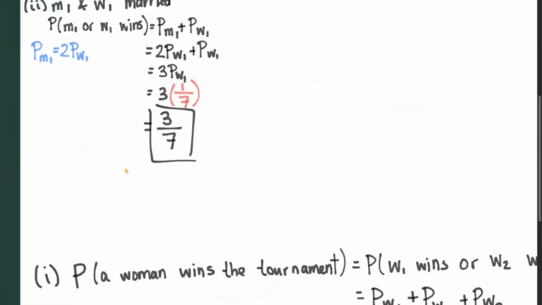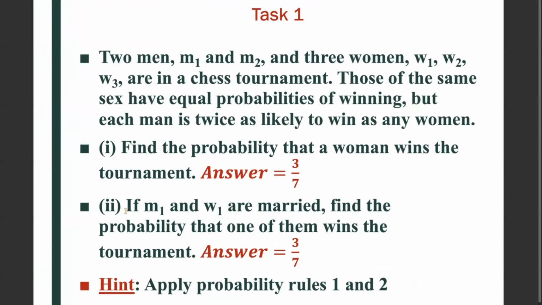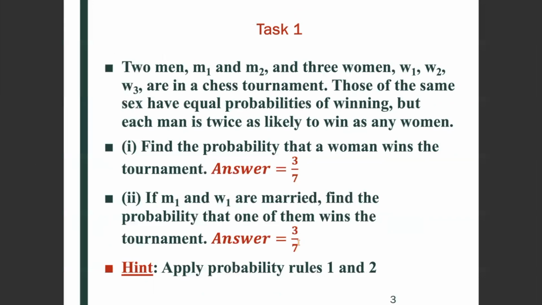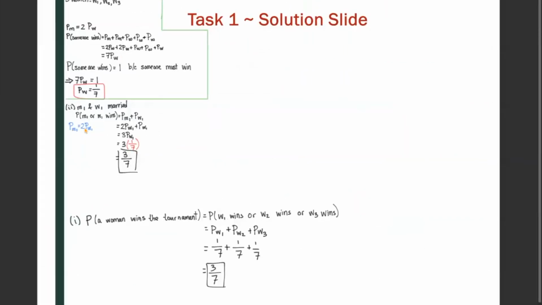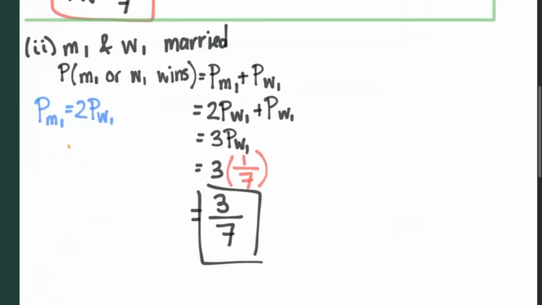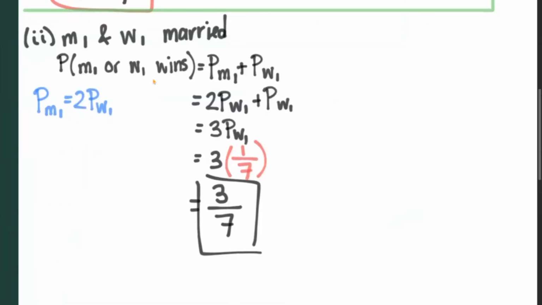All right, part 2. Going back, if M1 and W1, so the first man and the first woman, are married, find the probability that one of them wins the tournament. So we want to find the probability that M1 or W1 wins. Here we have an "or", so we're going to be adding these probabilities. So that's PM1 plus PW1.